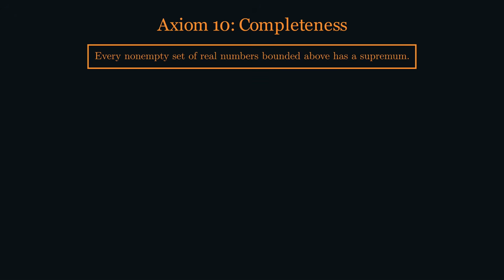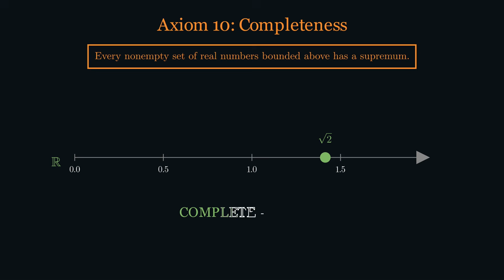Axiom 10. Every non-empty set of real numbers bounded above has a supremum. Every bounded set, without exception, has a least upper bound. No gaps exist. No boundaries are missing. This property defines completeness. The completeness axiom doesn't construct the square root of 2. It doesn't provide a formula. It guarantees existence. Somewhere on the real number line, a point exists whose square equals 2 exactly.